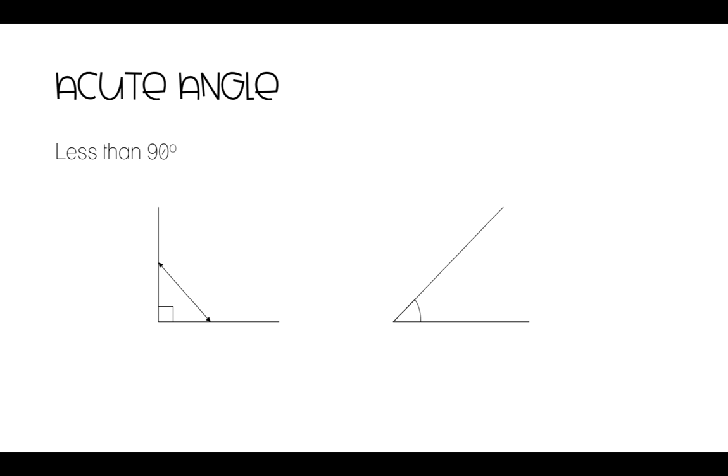So let's begin by naming some of our angles. Firstly, we're going to talk about an acute angle, and I remember this as being something that's cute, like small things are really cute. So these are small angles, and these are angles that are less than 90 degrees. So here we have a 90 degrees angle. This is not acute. It has to be less than this to be acute.